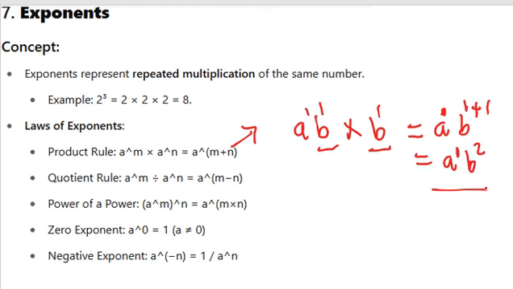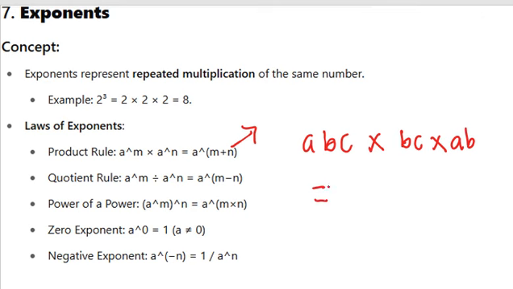If you have ABC times maybe BC times AB, what I need to do is look at the same variables. First of all, make sure that you know all the exponents. The exponents are 1, 1, 1, 1, 1. So first focus on A. We have A and A. They are the same, so we take A and add the exponents.